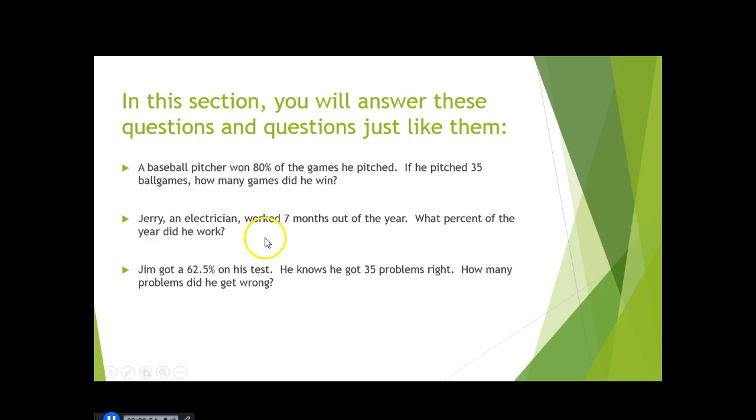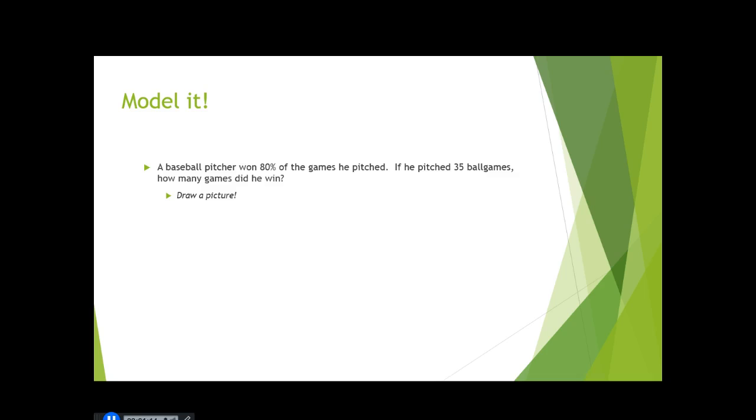So, sorry about that. A baseball pitcher won 80% of the games he pitched. If he pitched 35 ball games, how many games did he win? Jerry, an electrician, worked 7 months out of the year. What percent of the year did he work? And Jim got a 62.5% on his test. He knows he got 35 problems right. How many problems did he get wrong? So we're going to model it.